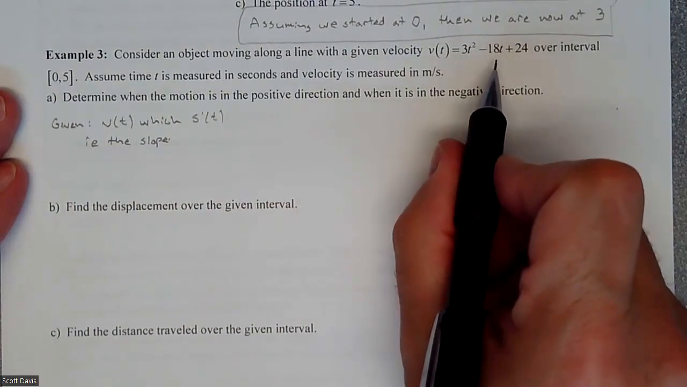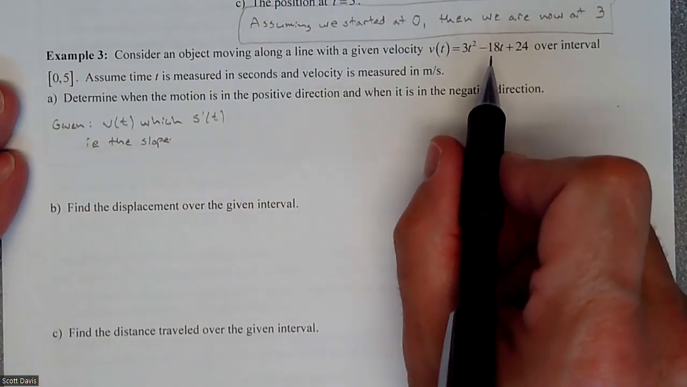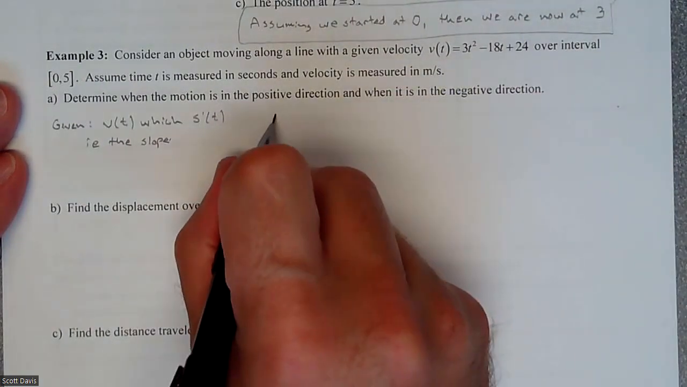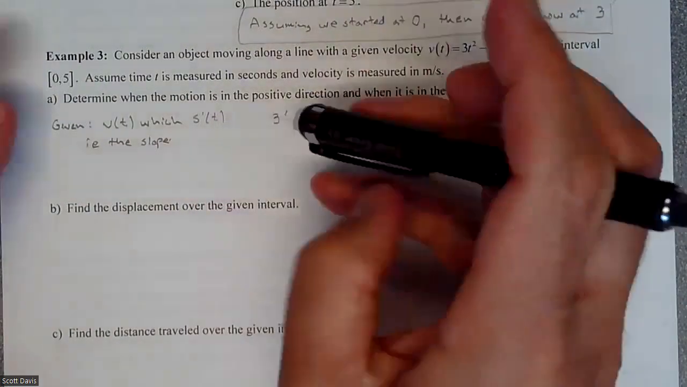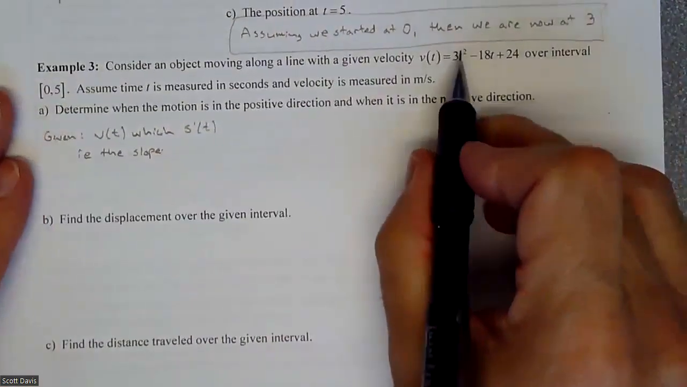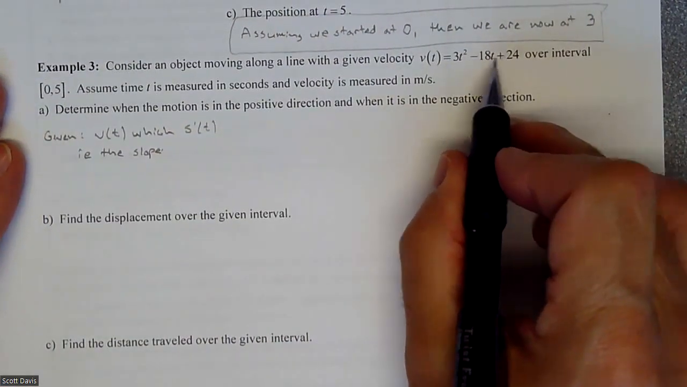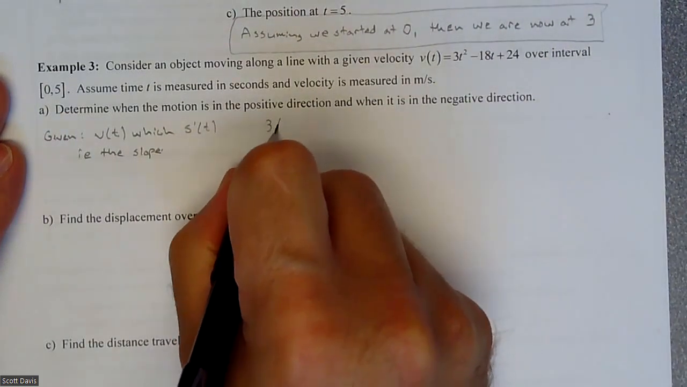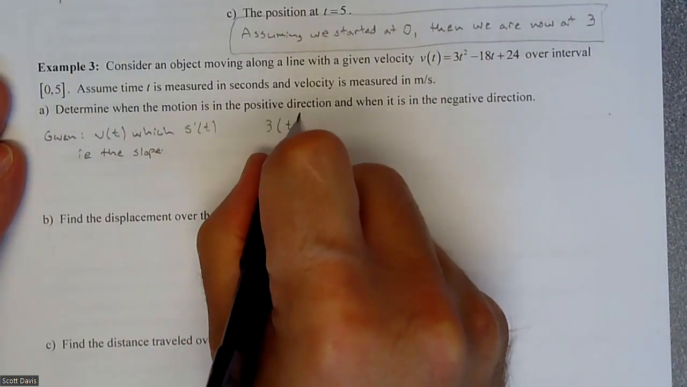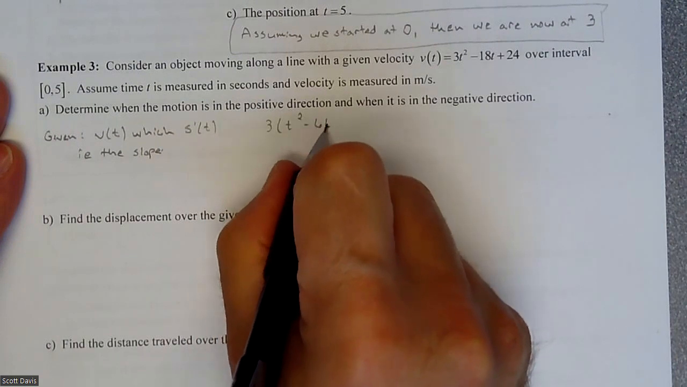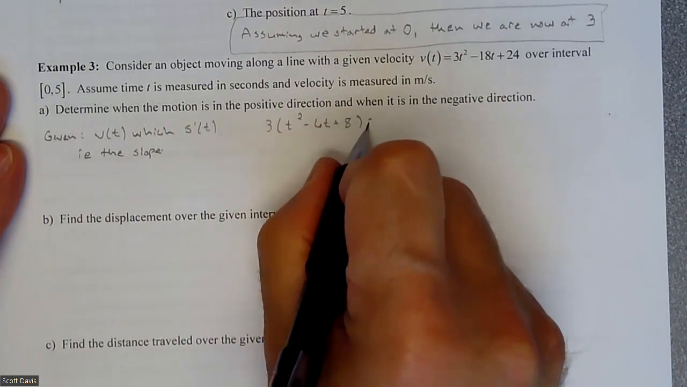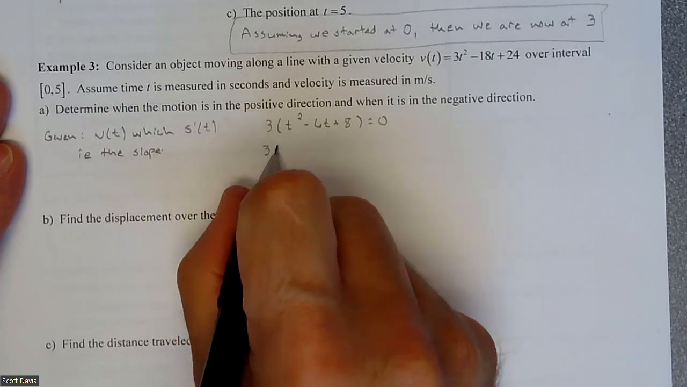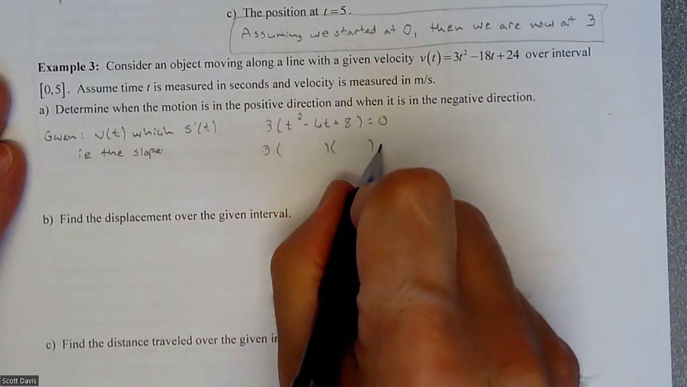So we don't have to do a derivative or anything. We have that. We don't know the position function. We do know the velocity function. So we're going to take this velocity function. We're going to find some critical points. I'm going to set this equal to 0, and I'm going to try to solve it. So in the meantime, I'm going to factor out a 3 while I'm setting it equal to 0. So then that's going to be t squared minus 6t plus 8 equals 0.